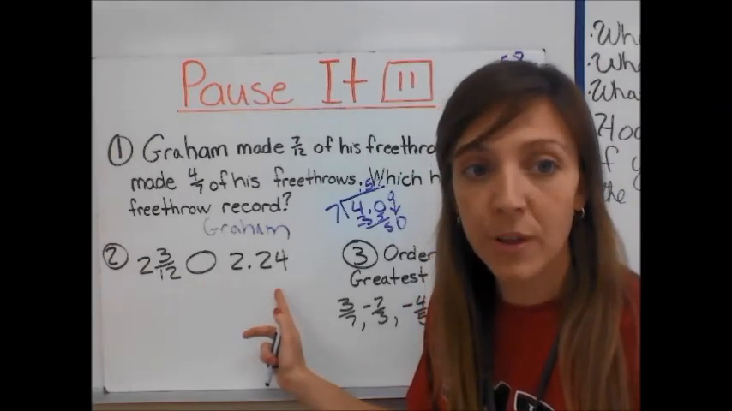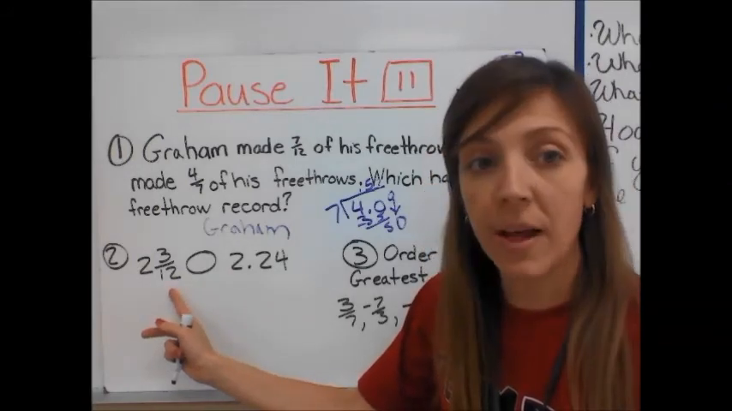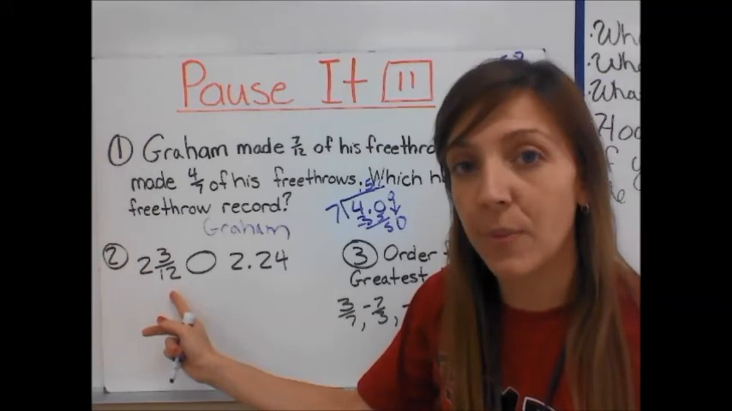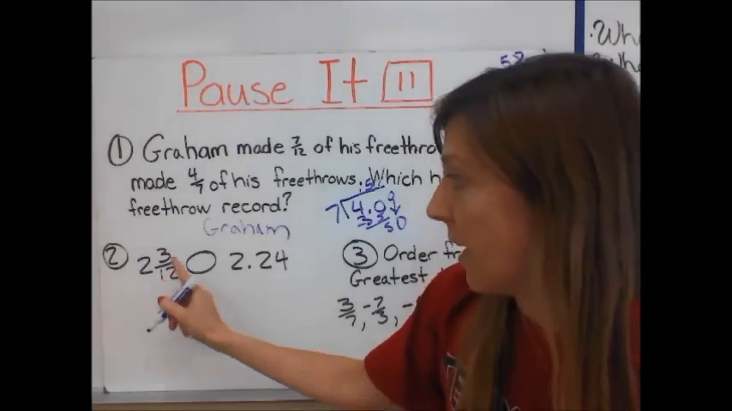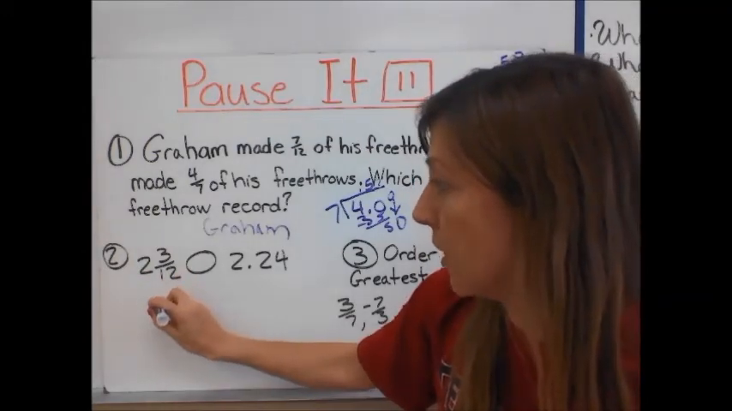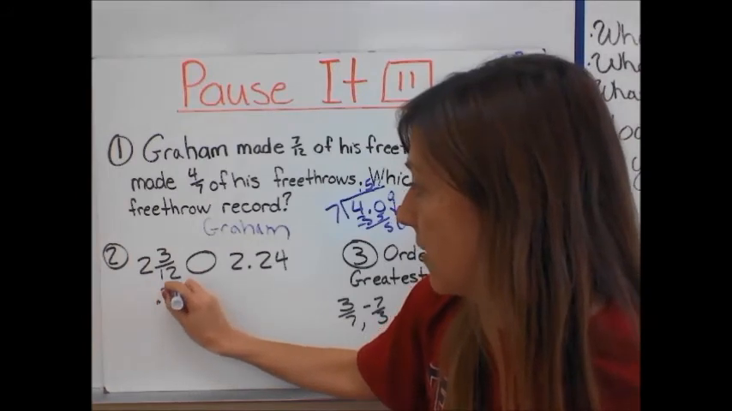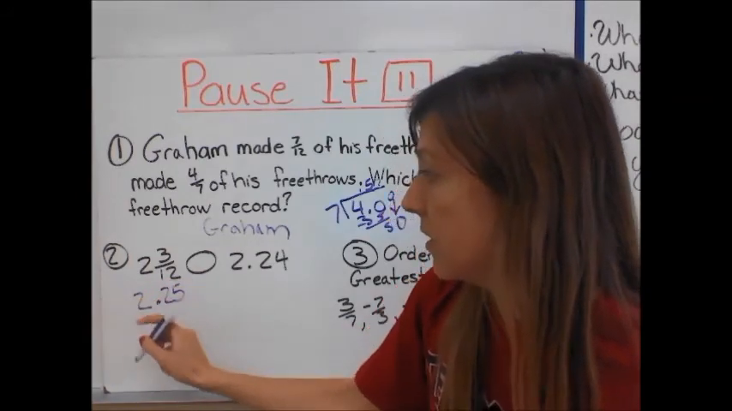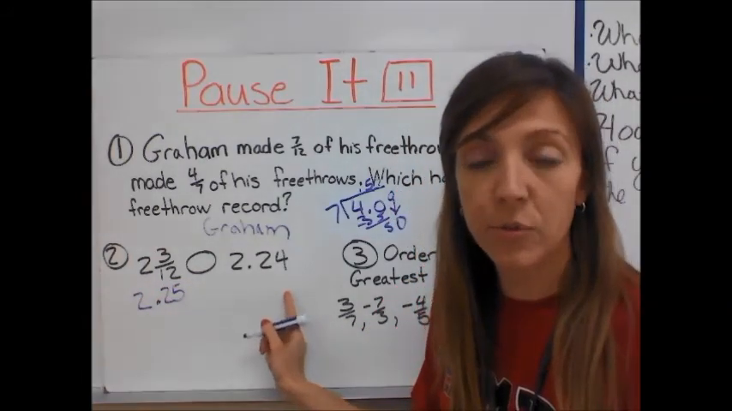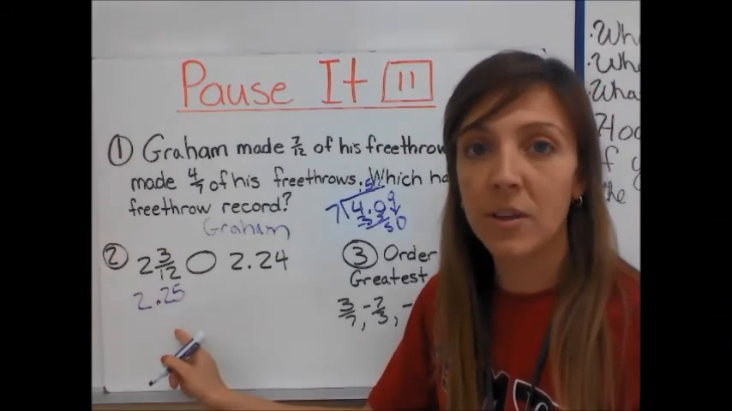3/12 and 2/400. Again, I have to change 3/12 into a decimal number. I know 3/12 is 1/4. I can reduce it to a fourth, and a fourth is 0.25. 0.25 and 0.24, 0.25 is greater.